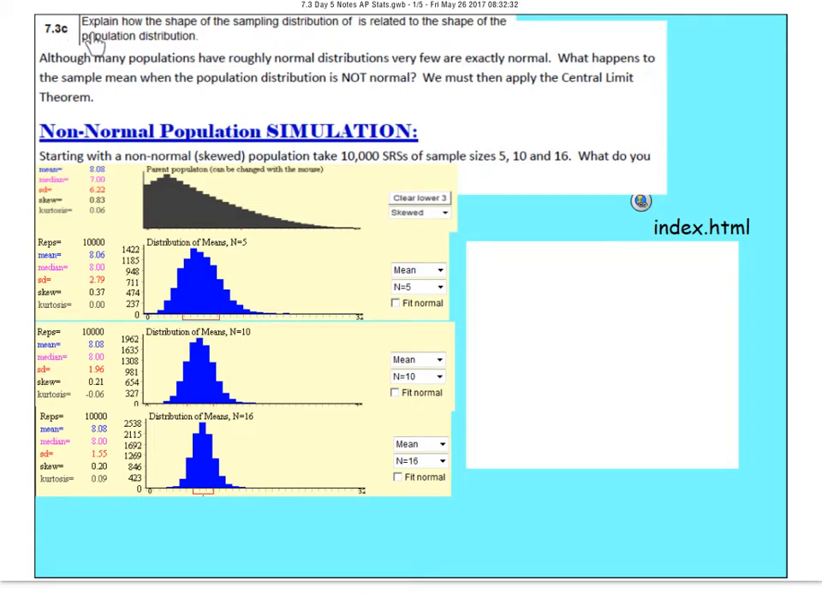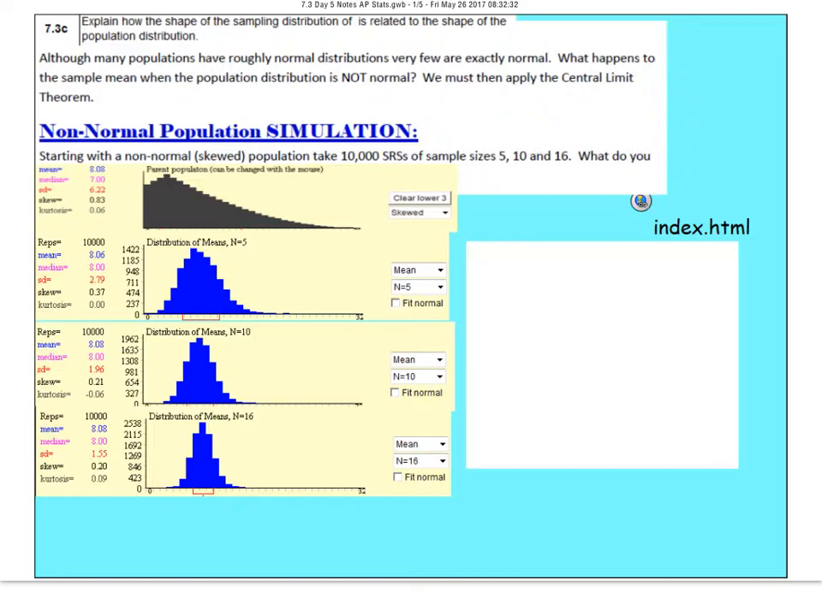In 7.3c, we're going to explain how the shape of the sampling distribution is related to the shape of the population distribution. In the previous notes, our population was actually normal, therefore our sampling distribution was normal. But what if the population is non-normal? We have to use this thing called the central limit theorem, and I want to show you how it works.